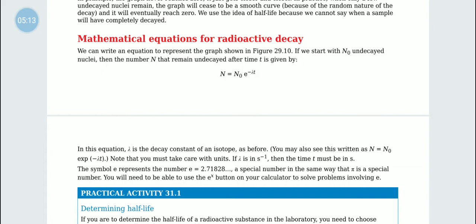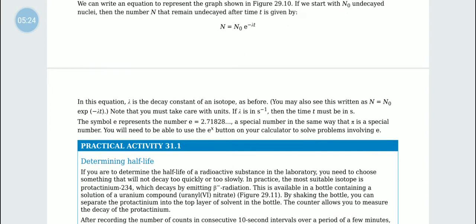This graph can be mathematically represented by the following equation. N equals N0 e to the power negative lambda t. So this e value should be obtained from your calculator, the simple e value. Find that one and see whether you can use it.